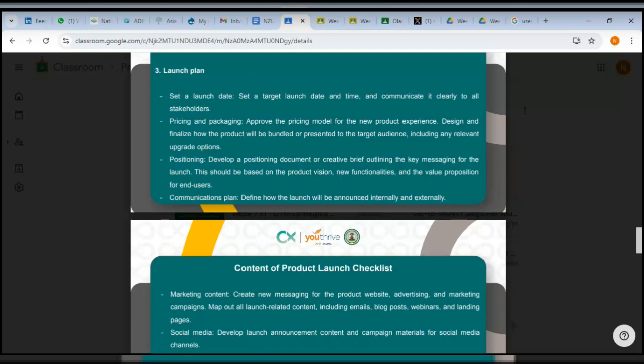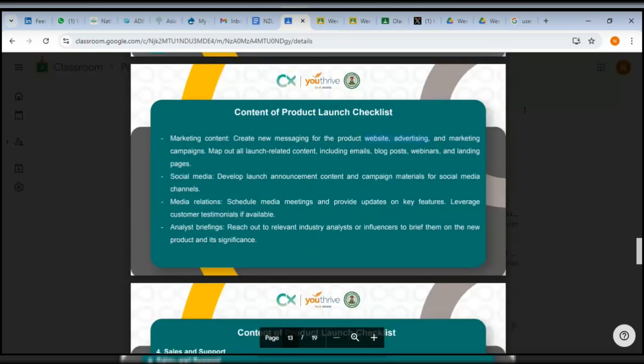Communications plan: define how the launch will be announced internally and externally, of course. Marketing content: create new messaging for the product website, advertising, and marketing campaigns. So for every campaign that you would do, social media campaigns, physical campaigns, if it's a product that students will be using, on campuses, or you could have campus ambassadors, you want to be able to make a decision on how you want to handle that.